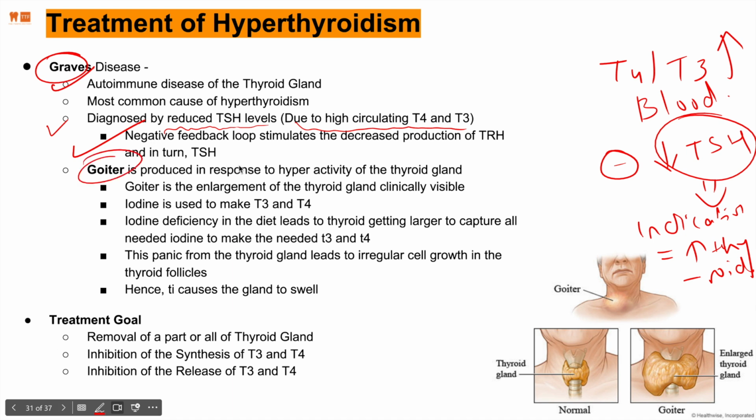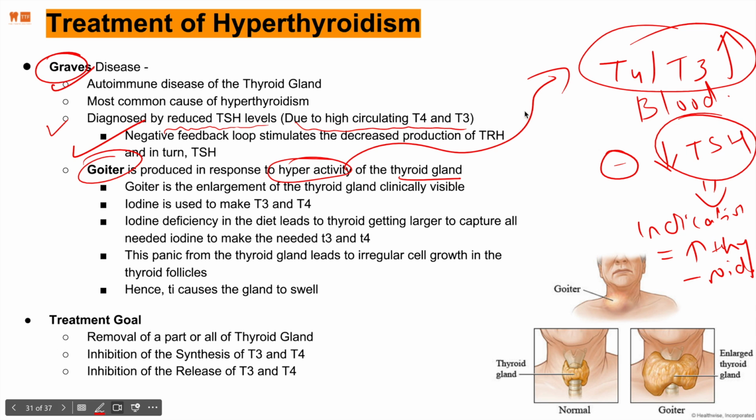A goiter is produced in response to hyperactivity of the thyroid gland. How did this happen? How did T4 and T3 come into play? Because of hyperactivity of the thyroid gland. That leads to a swelling in the neck. That is goiter. It looks like this, an enlarged thyroid gland instead of the normal thyroid gland.